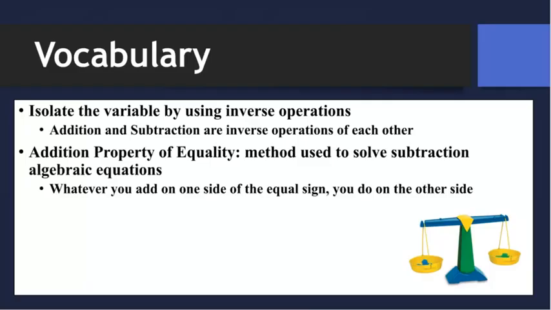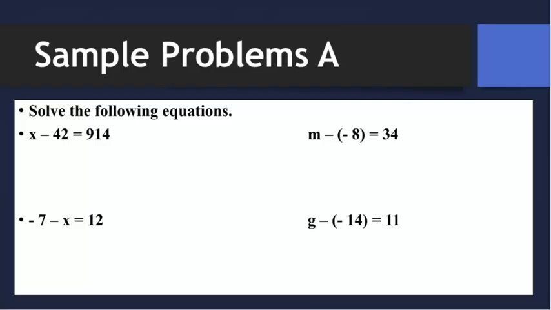Because these are subtraction problems, we're going to do the inverse of subtraction, which is addition. And the addition property of equality says whatever you add on one side of the equal sign, you must add on the other. And you're doing that to isolate the variable. So let's take a look at some examples. Here we're going to solve the following equations.